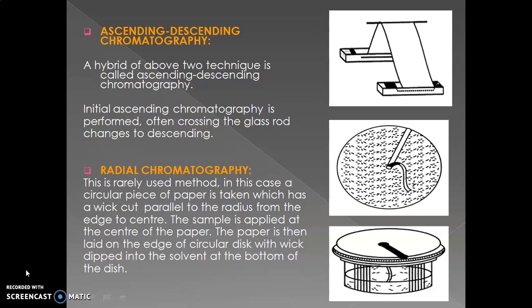Then next is radial chromatography. This is a rarely used method. In this case, a circular piece of paper is taken which has a wick cut parallel to the radius from an edge to the center. The sample is applied at the center of the paper. The paper is then laid on the edge of a circular dish with the wick dipped into the solvent at the bottom of the dish.